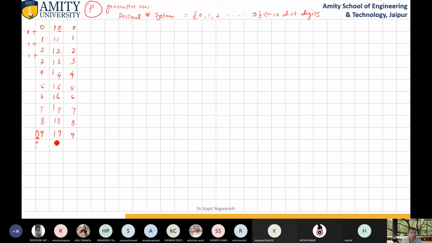Again now 1 is there, so in place of 9 we will shift 0, and then in place of 1, 1 plus 1, generative number system already tells that 1 plus 1 is 2. Start writing 2, 21, 22, 23, 24, 25, 26, 27, 28, 29. So this is the way of writing counting.